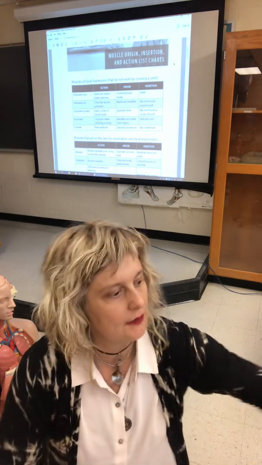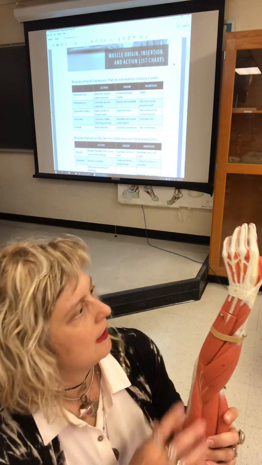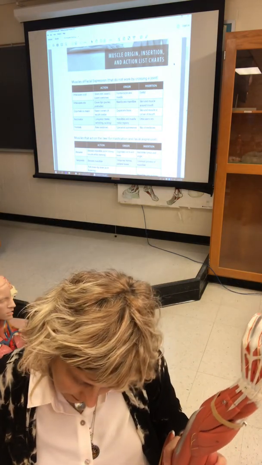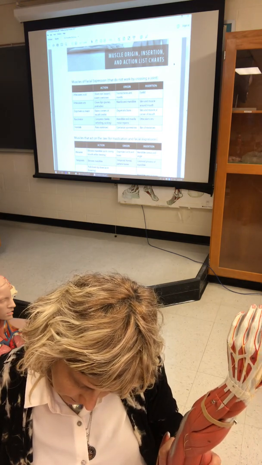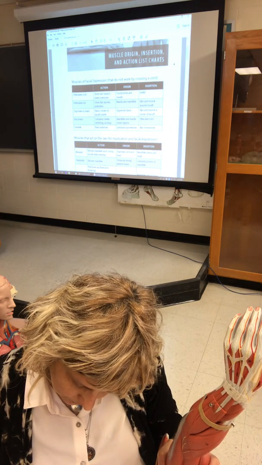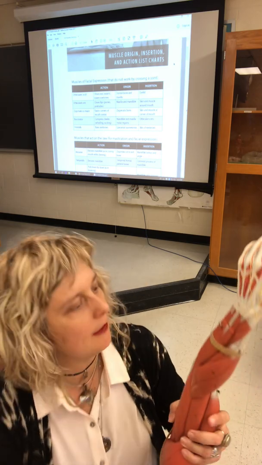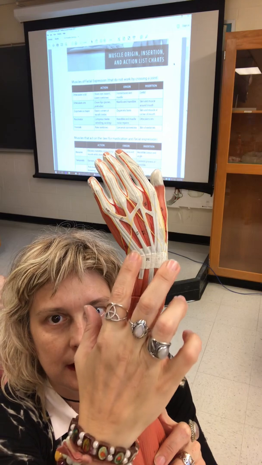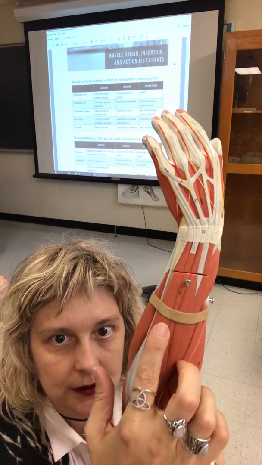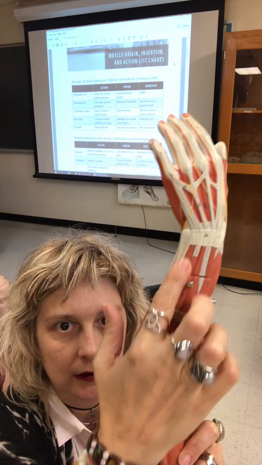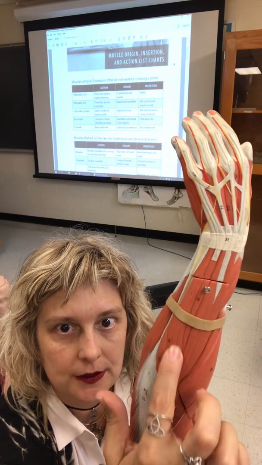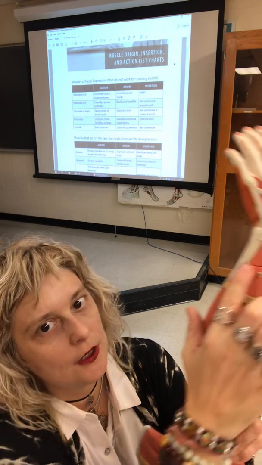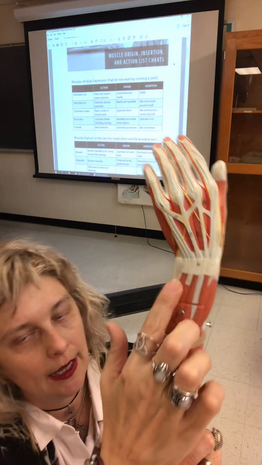All right, so let's find it over here. Extensor Carpi Ulnaris. Look at your picture on page 211 and you will see it. There it is. So find Extensor Carpi Ulnaris on the model and you'll be just fine.